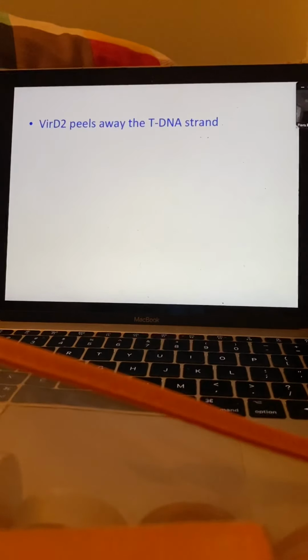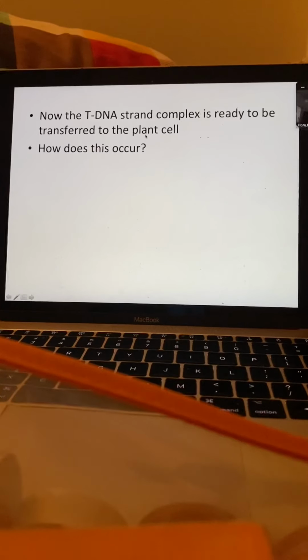Okay, so everybody went through that. So now the question is, now that we have the single-stranded DNA, tDNA, how is it transferred to the plant? And how does that process occur?